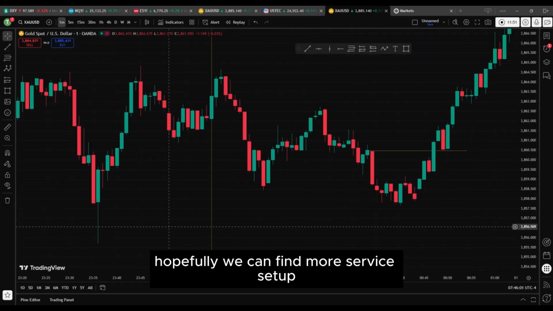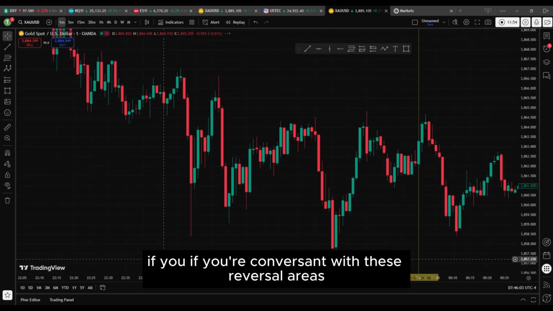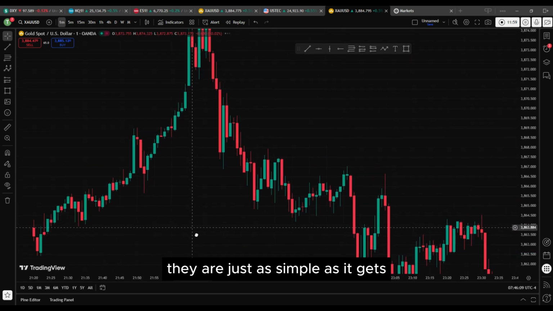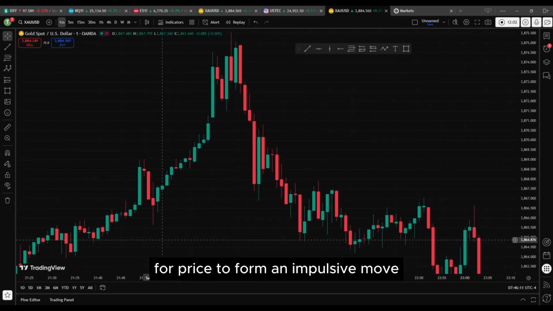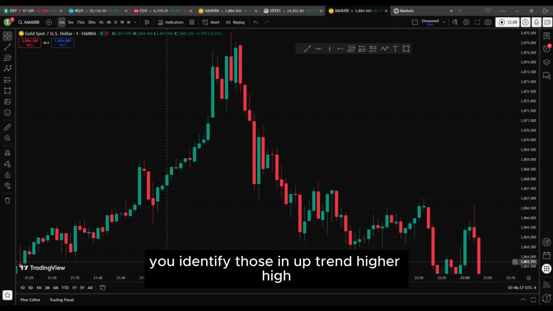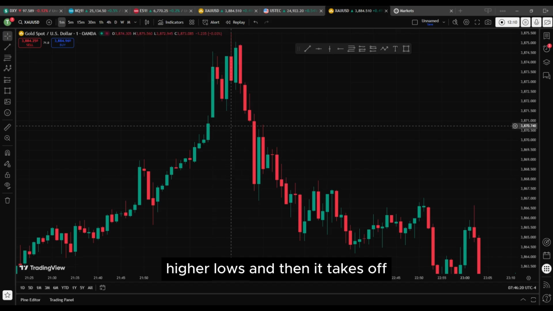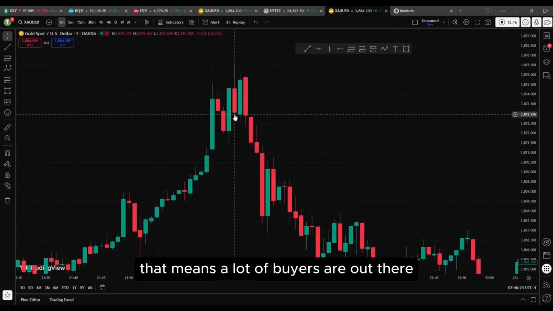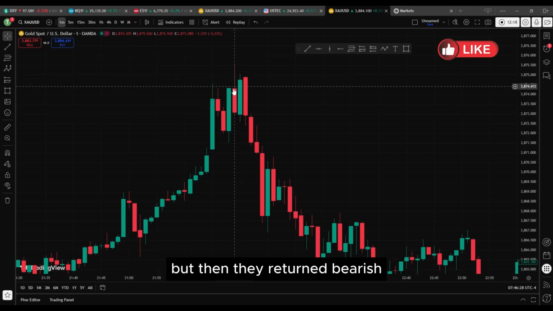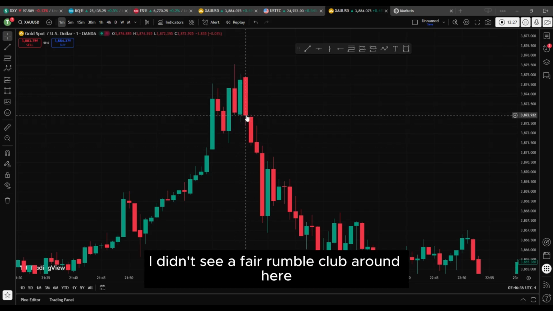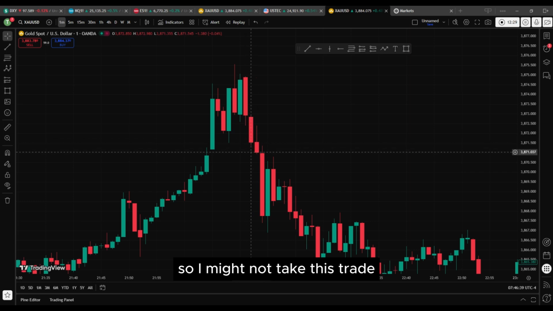Let's look somewhere again. Hopefully we can find more of the setup. If you're conversant with these reversal arrays, they are just as simple as it gets. You wait for price to form an impulsive move. First, you identify an uptrend, higher high, higher low, higher high, higher low, and then it takes off. A candle like this signifies a lot of buyers are in, but then they returned bearish. Now this is the last up close candle. I didn't see a fair value gap around here, so I might not take this trade.